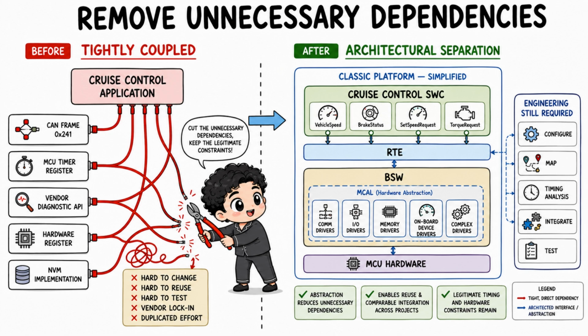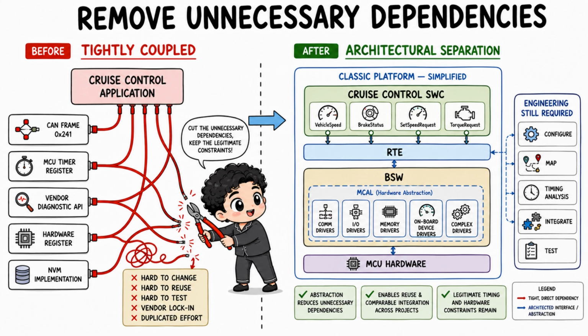Now look again at our cruise control function. In a tightly coupled design, the application might know a CAN message identifier, a particular timer peripheral, a specific diagnostic API, and the details of one microcontroller. Those dependencies make the function difficult to move. In the architectural direction AUTOSAR promotes, the cruise control function should operate through defined functional interfaces.